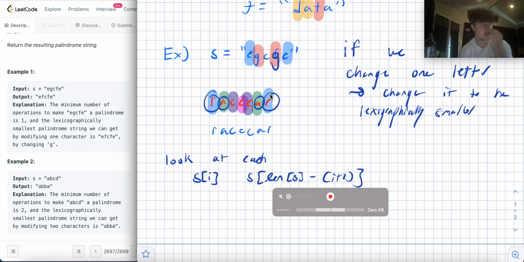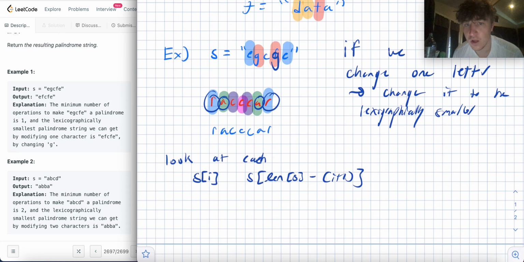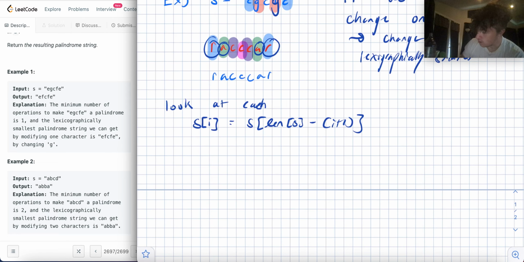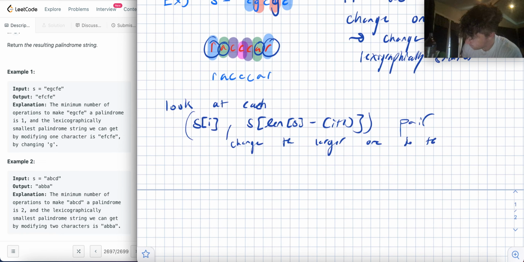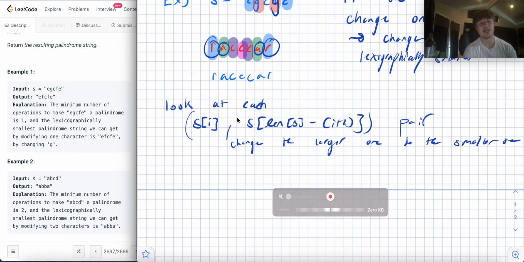And find the string that's going to, if they're not the same, then replace the one that's larger with the one that's smaller. So look at each s[i], s[n-1-i] pair. We'll look at each of these pairs of characters that are supposed to be the same, like the reflective characters, and then we'll say, change the larger one to the smaller one. And that's it.